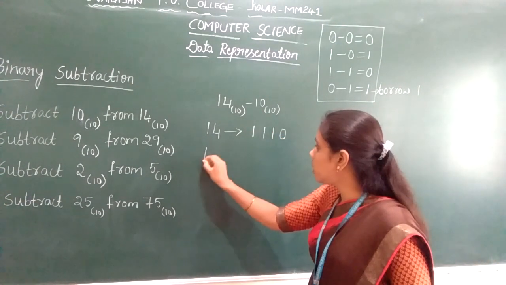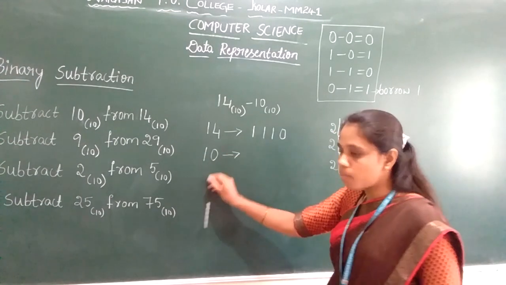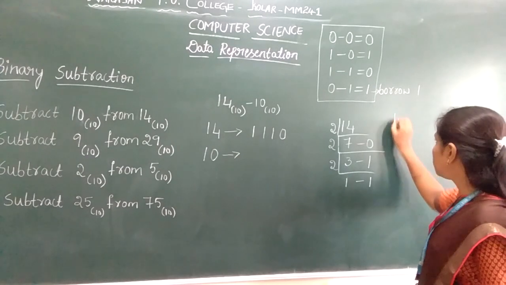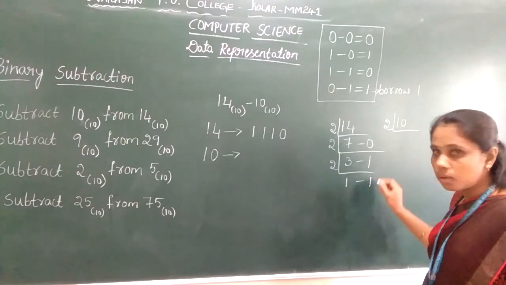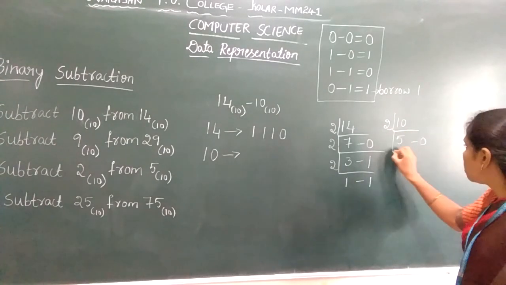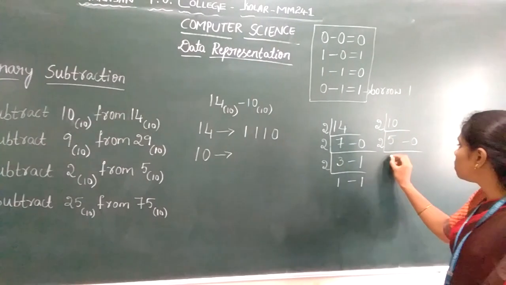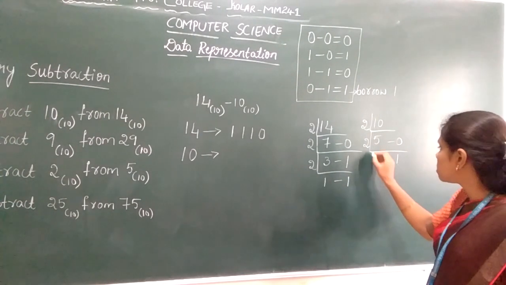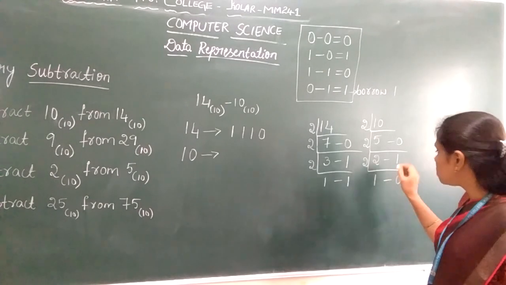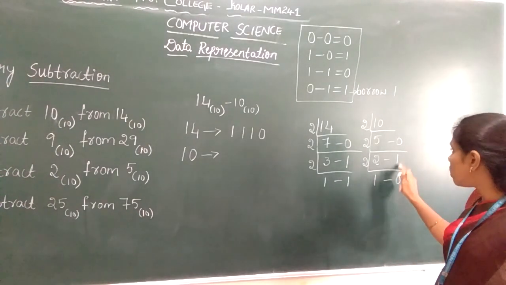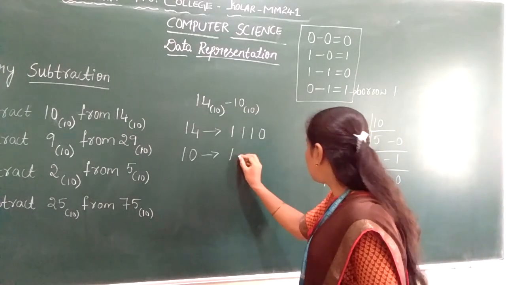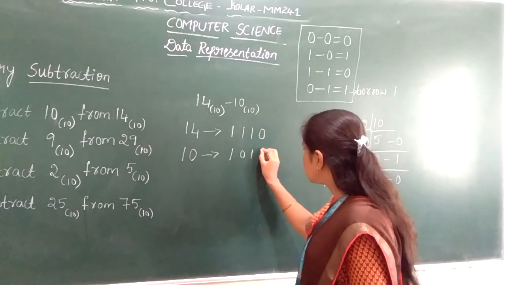Next take 10. Find out its binary value. Take 10 divided by 2. 2 5s are 10. The remainder is 0. Again divided by 2. 2 2s are 4. The remainder is 1. Again divided by 2. 2 1s are 2. The remainder is 0. Now 1 0 1 0 is the binary equivalent value for 10. That is 1 0 1 0.